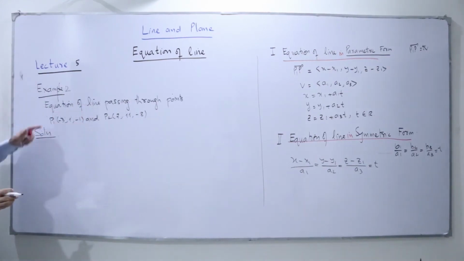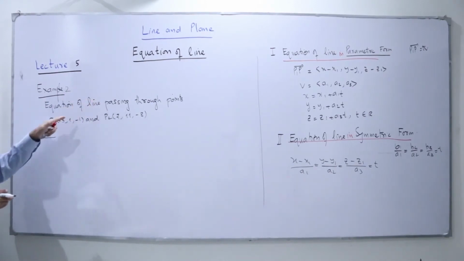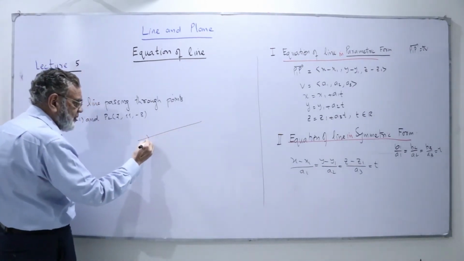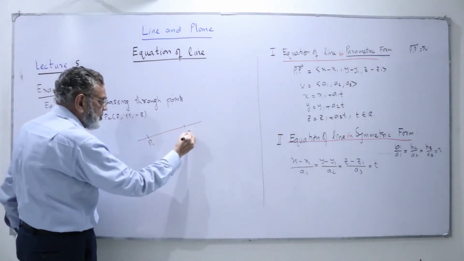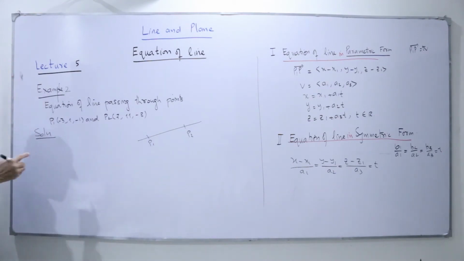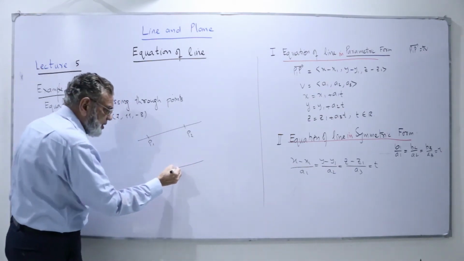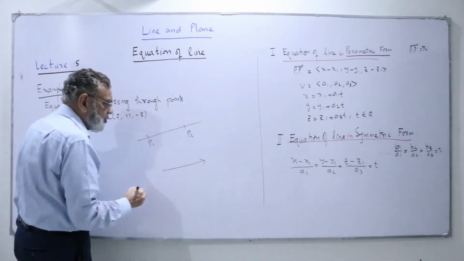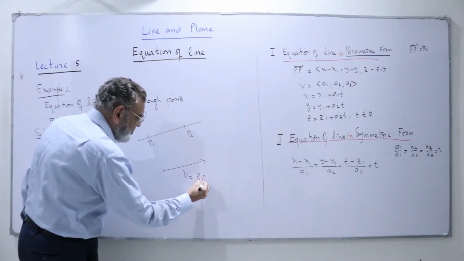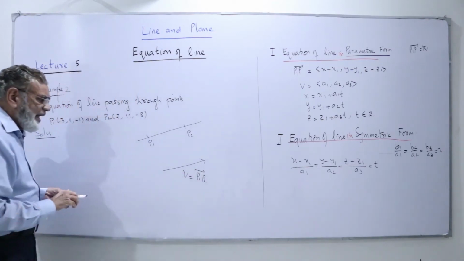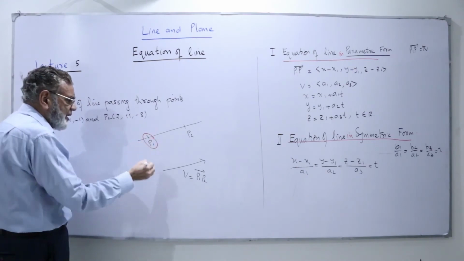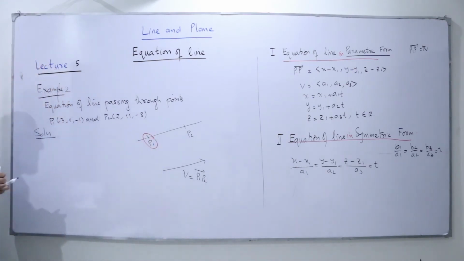Another example, we want to find the equation of the line passing through the points P1, P2. So it's my line. This point is P1 and this point is P2. What I need to write the equation of the line, we need a point and a vector. So we find the vector P1P2, I take it out. This is my vector P1P2. I say it's my vector V. So here we can take any point. We can take the point P1 and we have the vector.